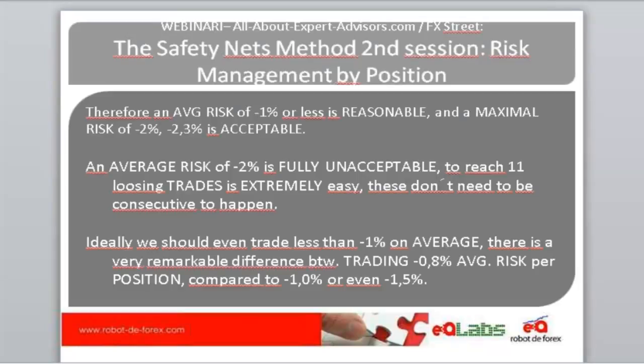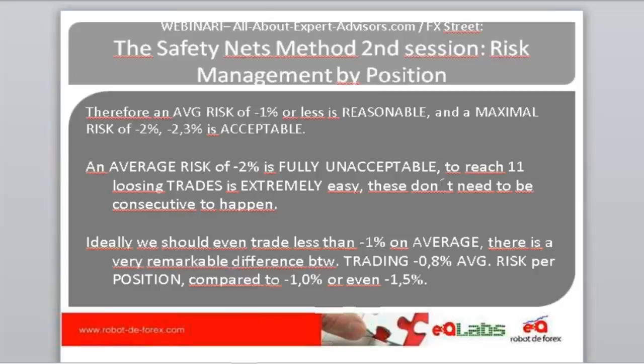So what's the point here? The point of the conclusion is that an average risk of 1% is reasonable, and a maximal risk of 2.3% is acceptable. But they should be different. An average risk of 2% is fully unacceptable because it's very easy to have 11 losing trades. You can never risk on average 2%. That's wrong. You lose your accounts like this. You lose one account after the other because once you hit the 23% valley, 23% maximal drawdown, you will never recover from that point.